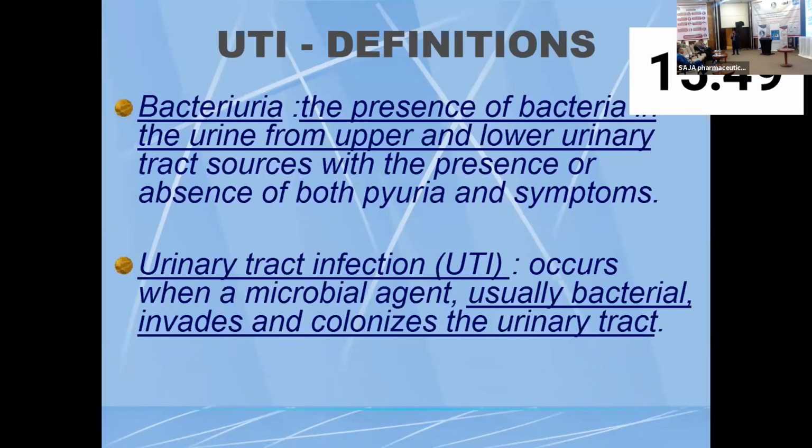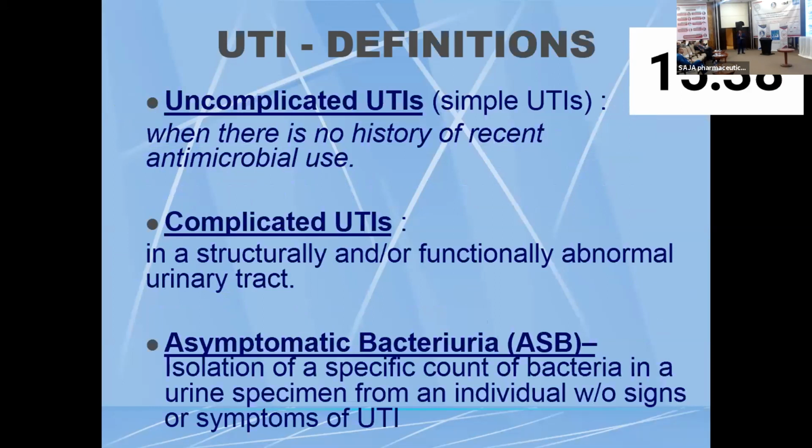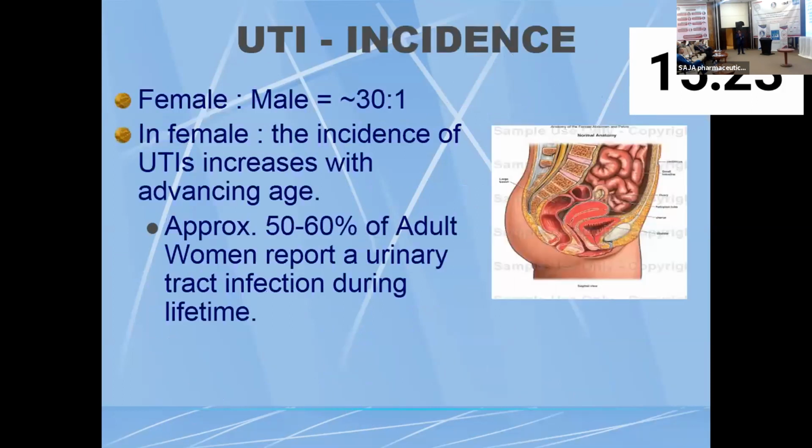So in UTI, there are some most important terms. The first one is bacteriuria, meaning there are bacteria in the urine. Urinary tract infection is bacterial colonization seen in the urinary tract. Uncomplicated UTI is when there is no history of recent antimicrobial use. Complicated UTI involves structural abnormality. But the most important is asymptomatic bacteriuria, which affects the elderly.